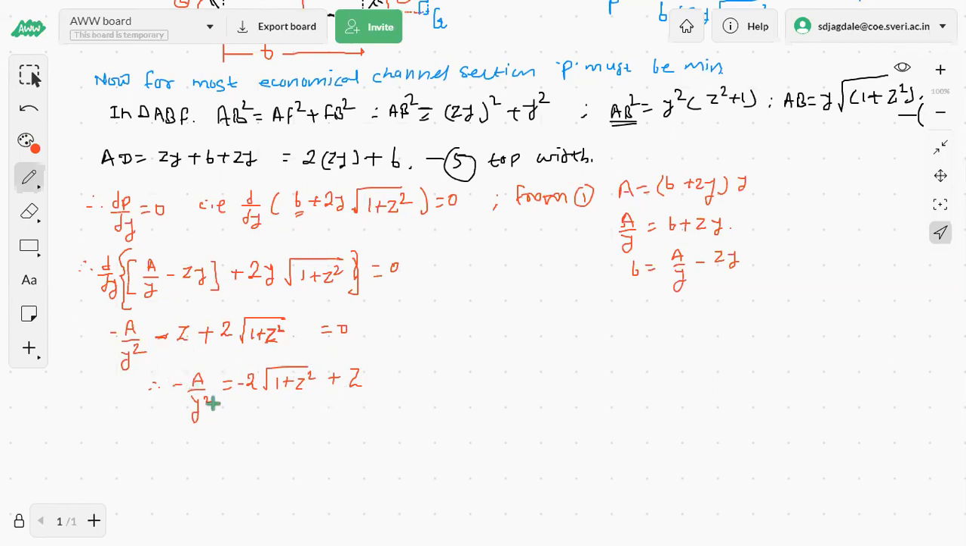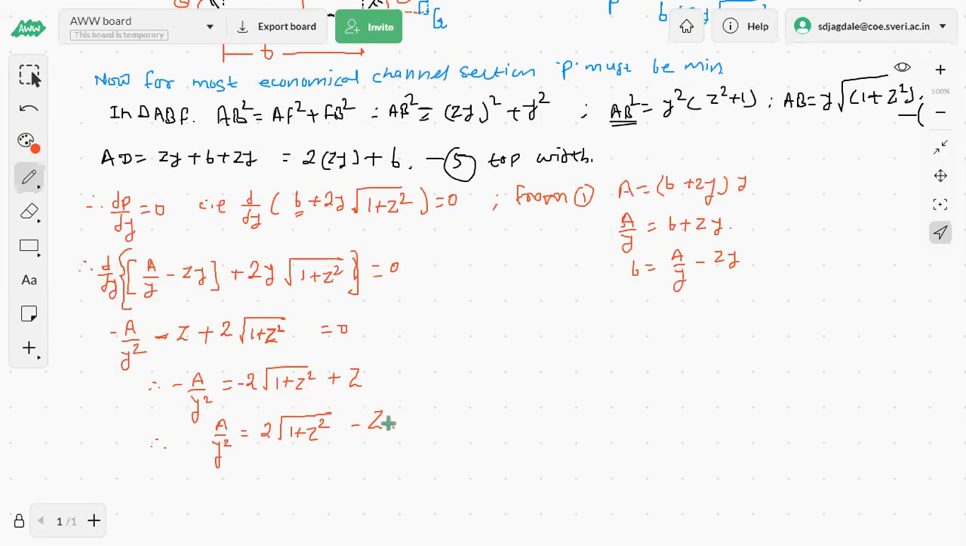Is it correct whatever I have written over here? Yes, sir. Okay, so now multiply both the sides by minus, because for this case we want to have a positive sign. Let it be negative, it doesn't matter, but we will make it positive. So that will give us the equation A by y square is equals to, what will be the change now? What will be the change? 2 into root of 1 plus z square minus z will be there.